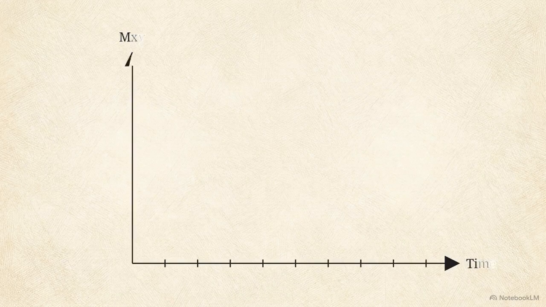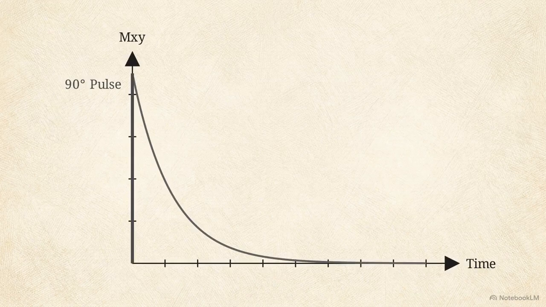This graph charts transverse magnetization over time following an initial excitation. At time 0, a 90-degree RF pulse is applied. This creates maximum transverse magnetization, pushing our signal to its absolute peak. But almost instantly, we see an immediate steep drop-off. This curve is the reality of T2 star, or free induction decay.